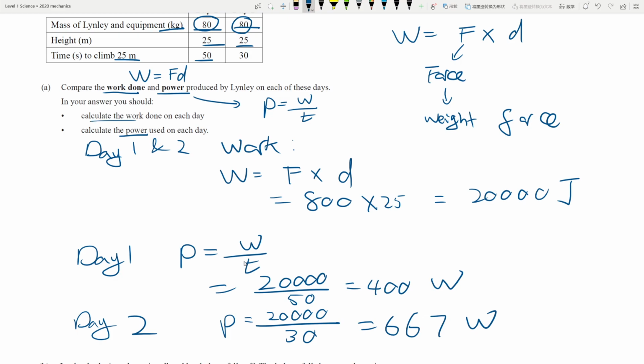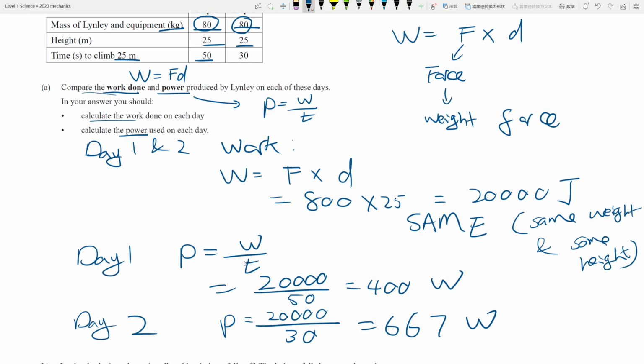So, compare the work done. The work done is the same. They do the same amount of work. Why is that? Because it's the same mass, same weight force, same weight, and same height. On day 2, she used more power because of less time.